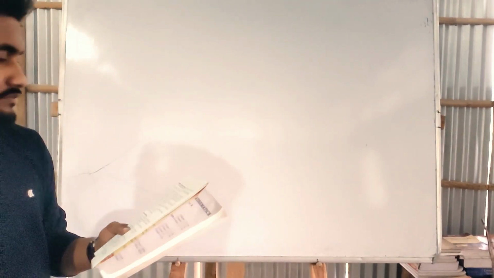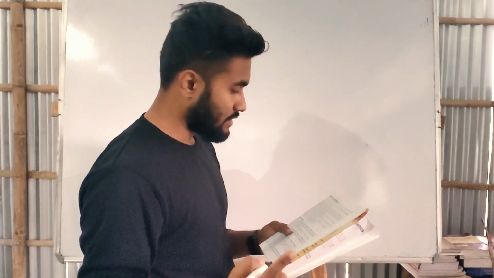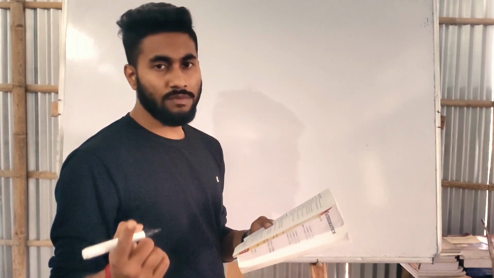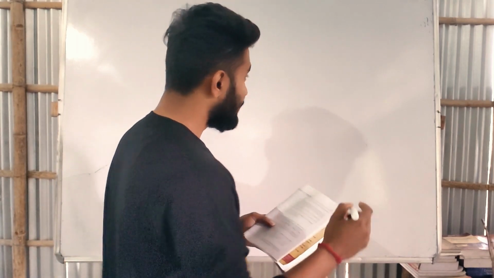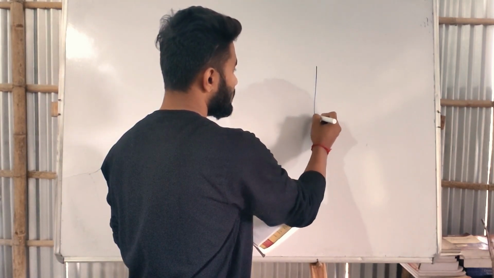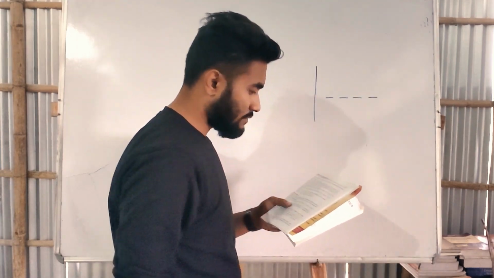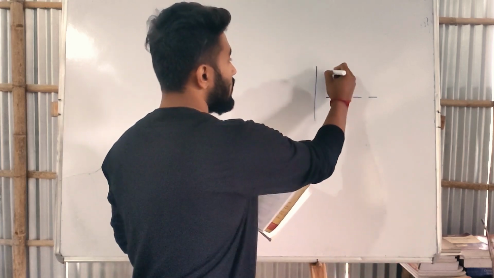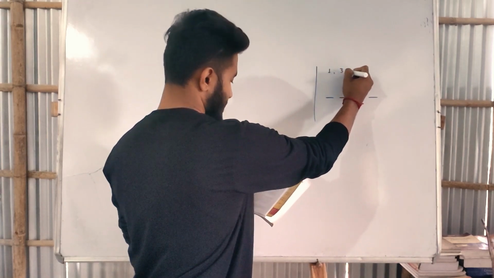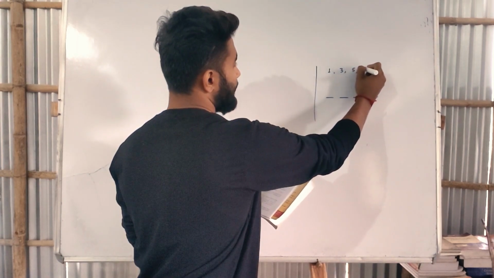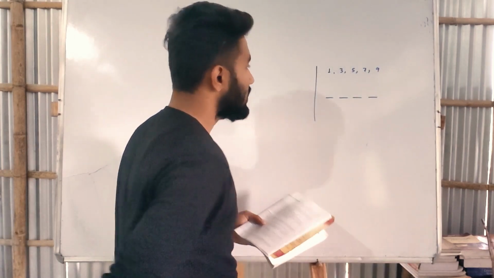Without repetition, how many 4-digit numbers can be formed with the digits 1, 3, 5, 7, 9? So we have to form a 4-digit number without repetition. So no repetition is allowed. How many 4-digit numbers can be formed with the digits 1, 3, 5, 7 and 9?